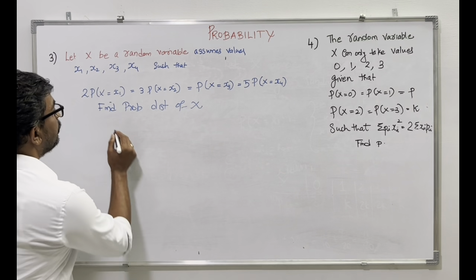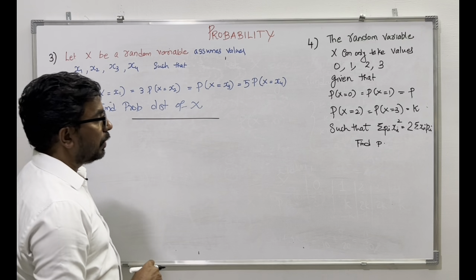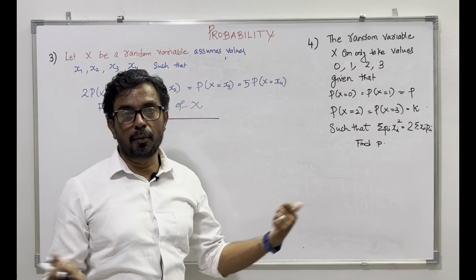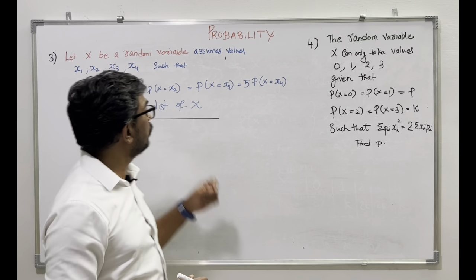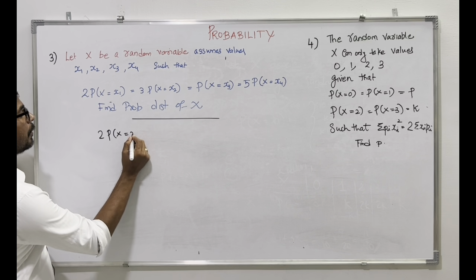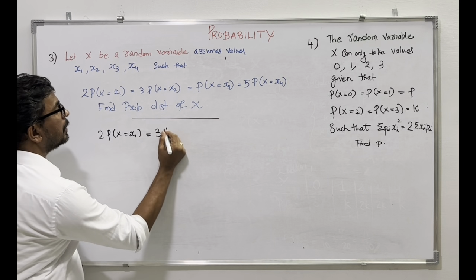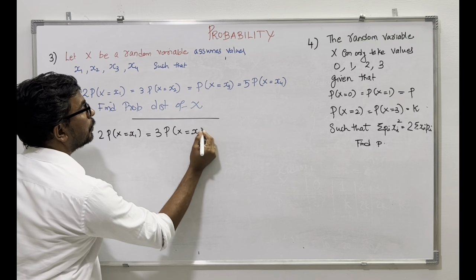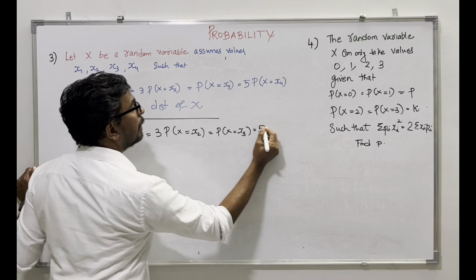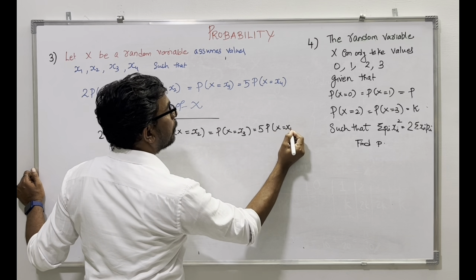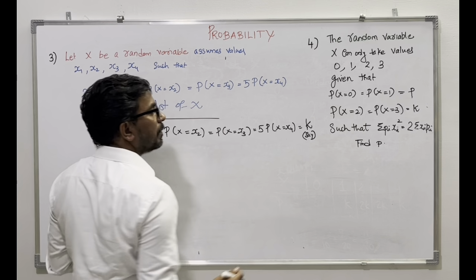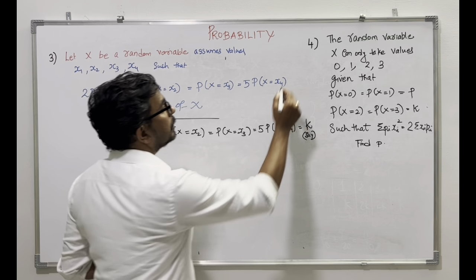How do we deal with this type? We have to find the probability distribution. That means we need to write x1, x2, x3, x4 and the corresponding probabilities. I will write 2 times P of X equal to x1 is equal to 3 times P of X equal to x2 is equal to P of X equal to x3 is equal to 5 times P of X equal to x4, as given in the question. Let us say this is equal to k.